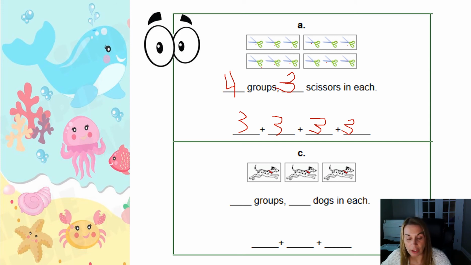All right, let's take a look at our puppies here. How many groups do we have? Let's see, 1, 2, 3. I see 3 boxes up here. So we have 3 groups. How many dogs are in each group? Let's take a look here. I have 1 in this group, 1 in this group, and 1 in this group. So we have 3 groups, 1 dog in each group. So I need to add the number 1 three times because there is 1 dog in each group.